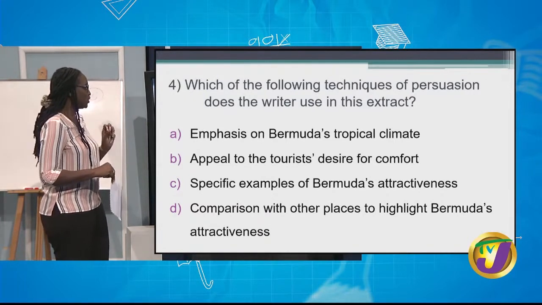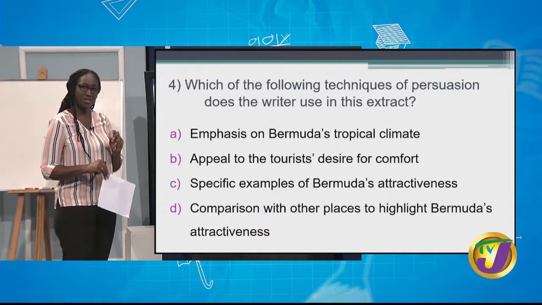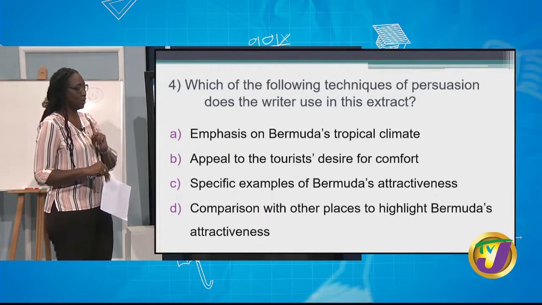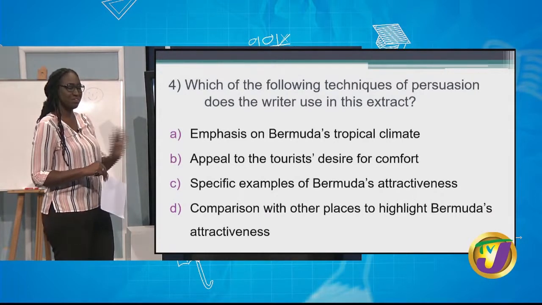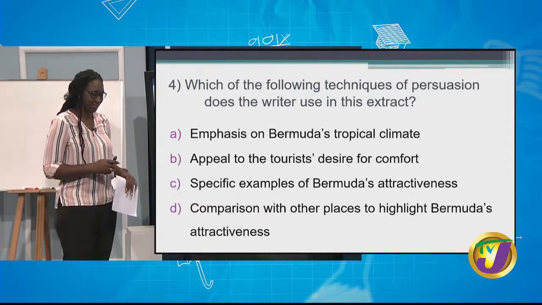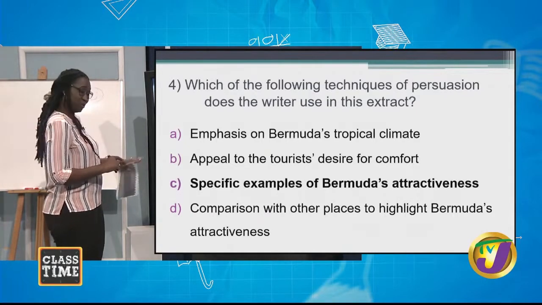So, which of these did the writer use? There is one that he did not use at all. And I hope you can see it. There's one that was never ever there. So, have you found it yet? Yes, you have. Good. And I hope you got it right.